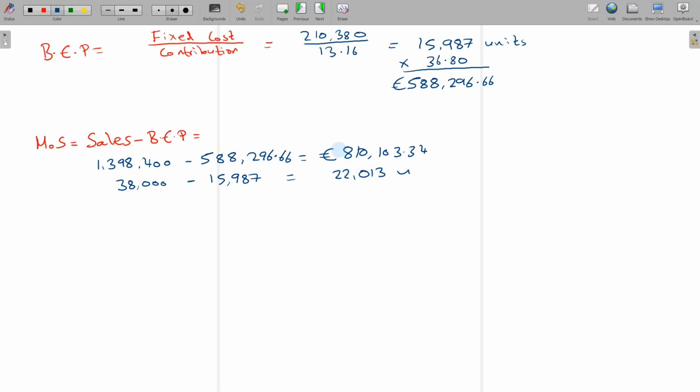So if you were a management accountant for a firm and you were doing something like this, you're saying, well, looking into the future, we have to sell 15,987 units each year in order to break even, to make sure that we're at least not losing money. We're not making money, but we're not losing. Then you say, what is our margin of safety?